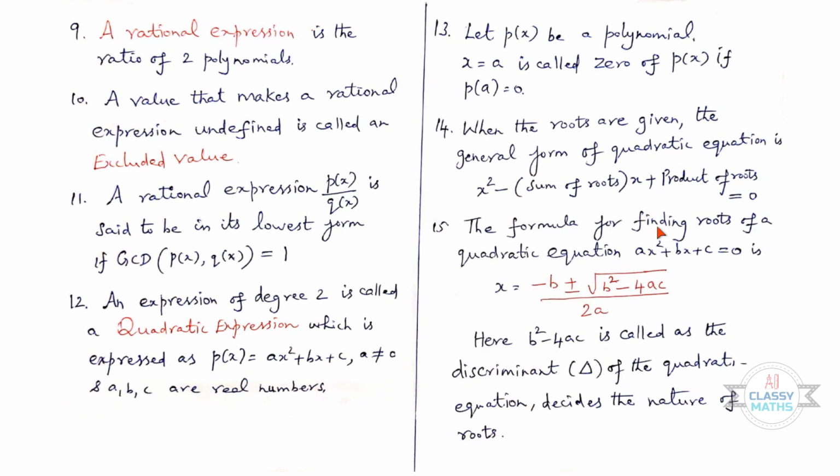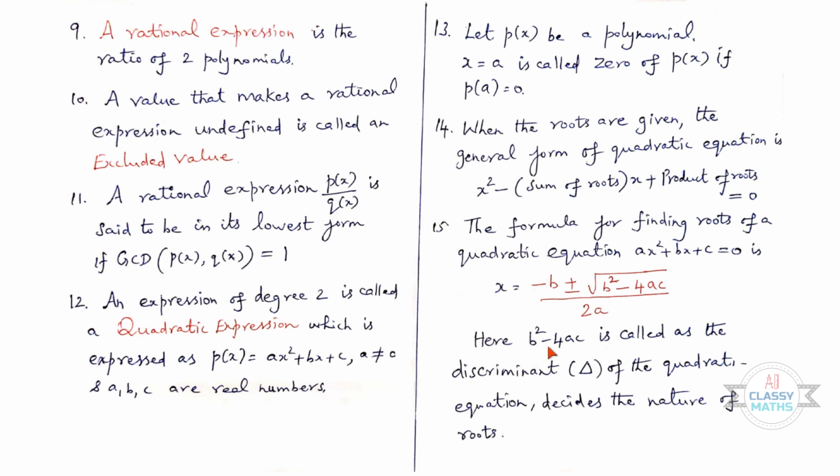15th one, the formula for finding roots of a quadratic equation ax square plus bx plus c is equal to 0 is x is equal to minus b plus or minus square root of b square minus 4ac by 2a. இதைத்தான் quadratic formula அப்படின்னு சொல்லுவோம் algebraல.